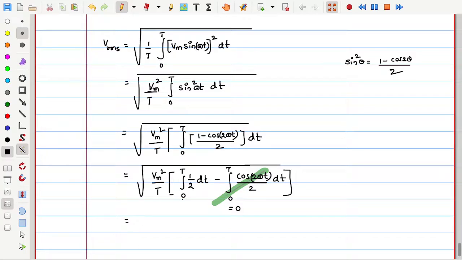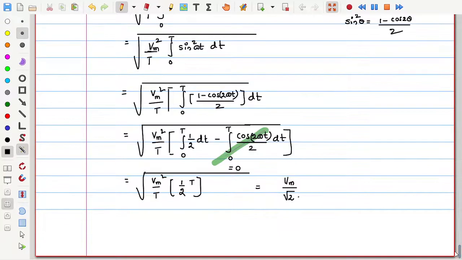Then what is the left out thing? This. So what will I get here? Vm square by T, so 1 by 2 is there. Integration of a constant is T, and if we substitute the limits, what we get is capital T. So ultimately what I get here is Vm by root 2. For all kinds of sinusoidal waveforms, the RMS value is Vm by root 2. Blindly you can say, once you know the peak value, you can say the RMS value.